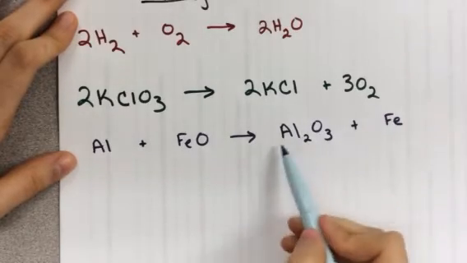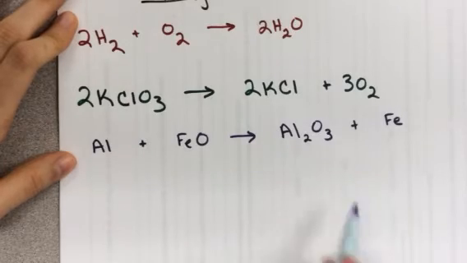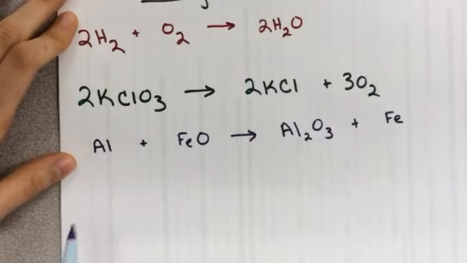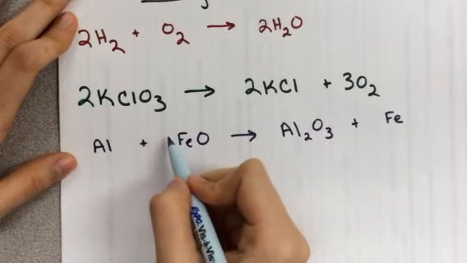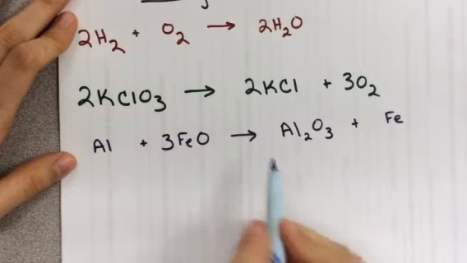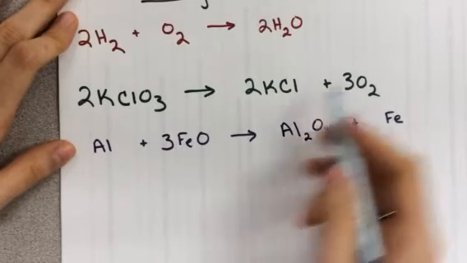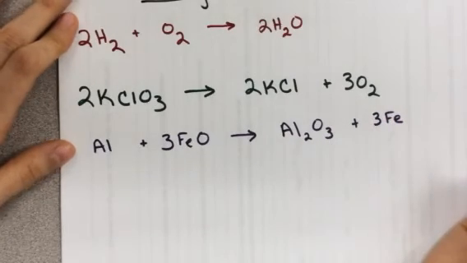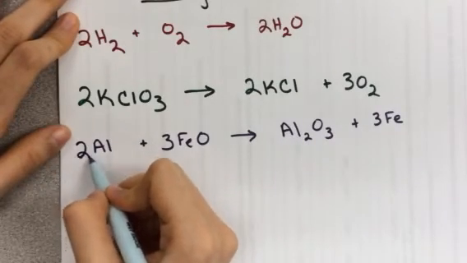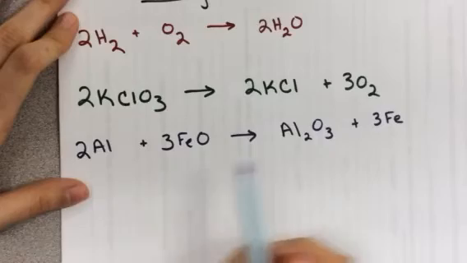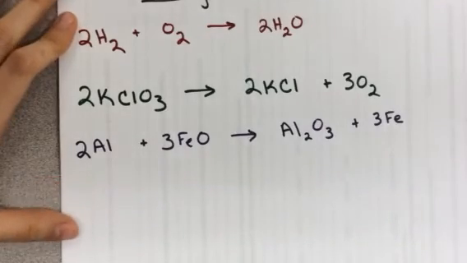Now, again, this is not balanced. You have to make sure that after you predict the products, you also make sure that the equation is balanced. So we've got 3 oxygens here. We need 3 here. That gives us 3 irons on this side, so we need 3 irons here. We also have 2 aluminums on this side. That means we need 2 on this side. And now this is a balanced equation.